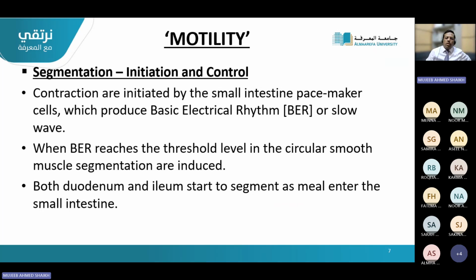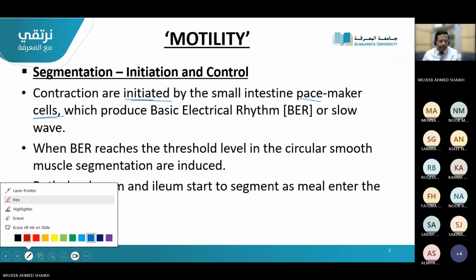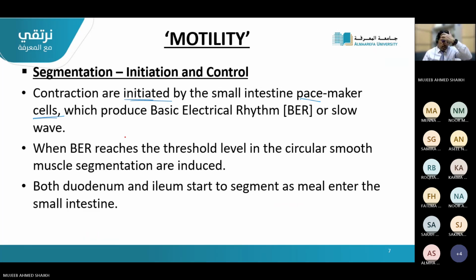Who is responsible for contracting and relaxing the small intestinal muscle? It is initiated by the small intestinal pacemaker cells, same as the pacemaker cells present in the cardiac muscle. Here also in intestinal muscle there are some pacemaker cells. What is the property of pacemaker cells? Can anyone tell me? How are the pacemaker cells different from other cells? They can make action potential. Initiate the action potential, yes.